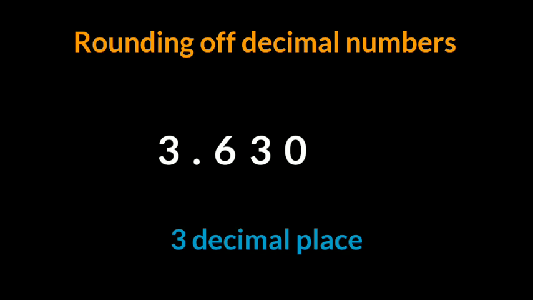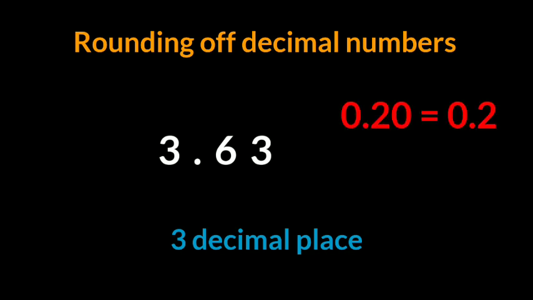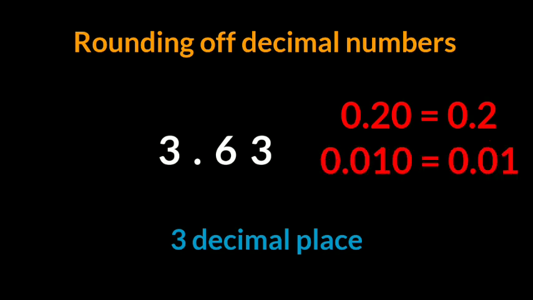And there's another rule too, which is not part of this rule. When you have 0 at the extreme end of a number after the decimal point, you get to cancel that 0, because 0.20 is the same as 0.2, and 0.010 is the same as 0.01.